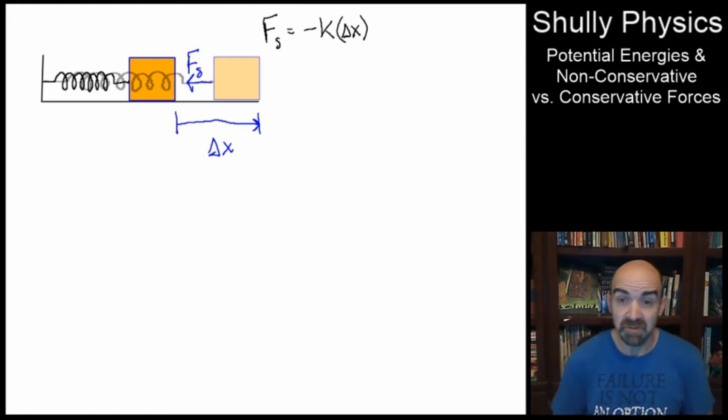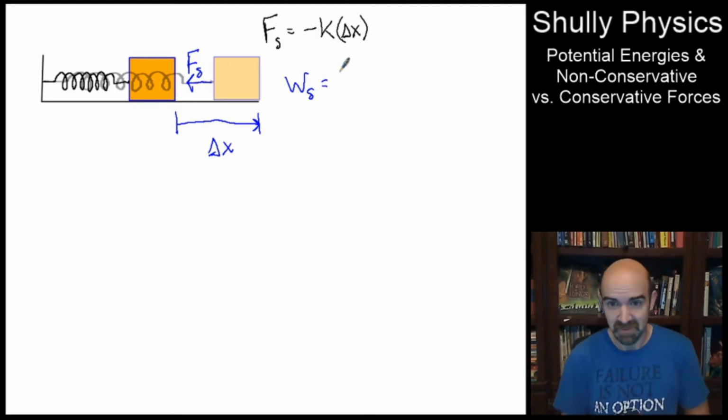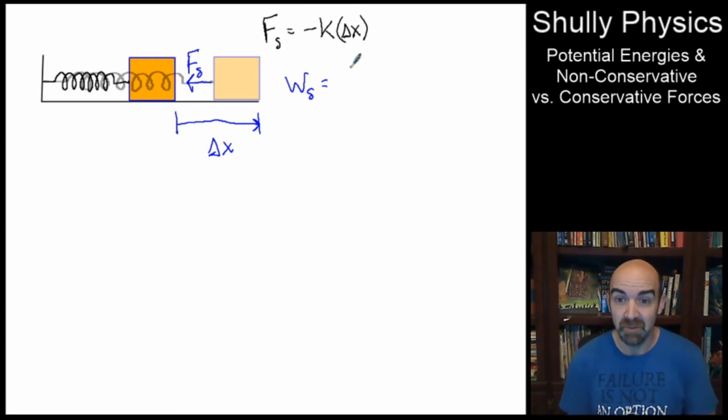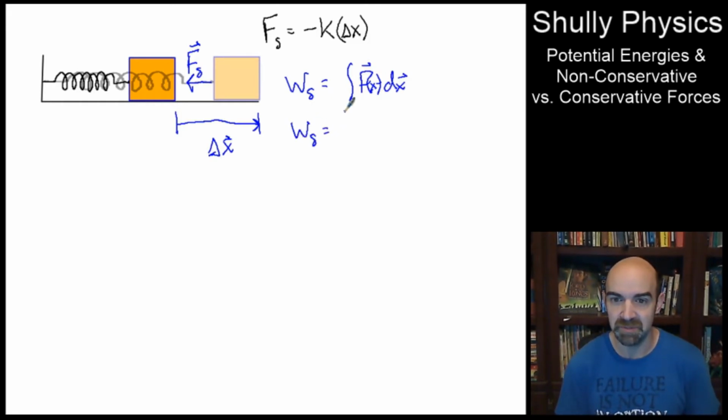Next, what is going to be the work done by the spring? Now this work is position dependent, so we can't just use F times x. We have to use the integral of F dx, because that F is a position dependent expression. Now the x and the F are vectors as well, and there is an angle between these vectors that is non-zero. It's 180 degrees.